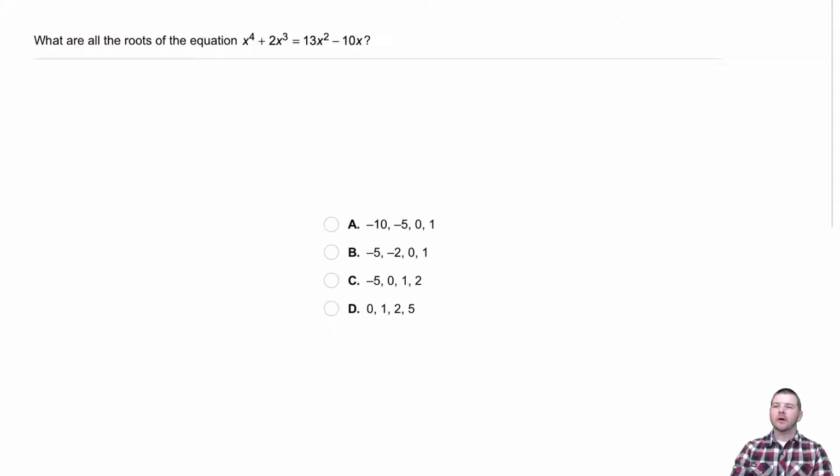Your turn. What are all the roots of the equation x to the fourth plus 2x cubed equals 13x squared minus 10x?